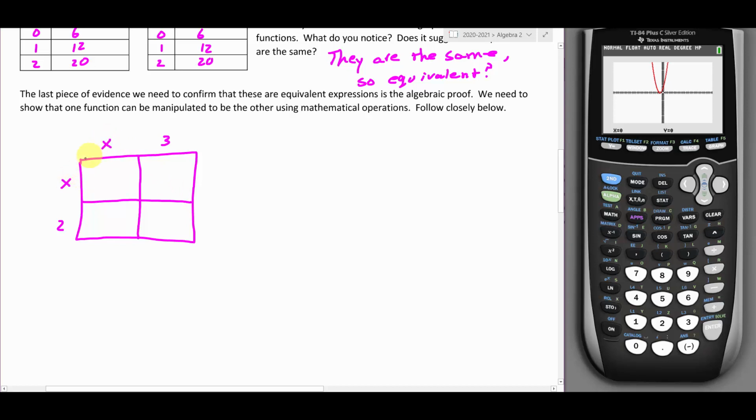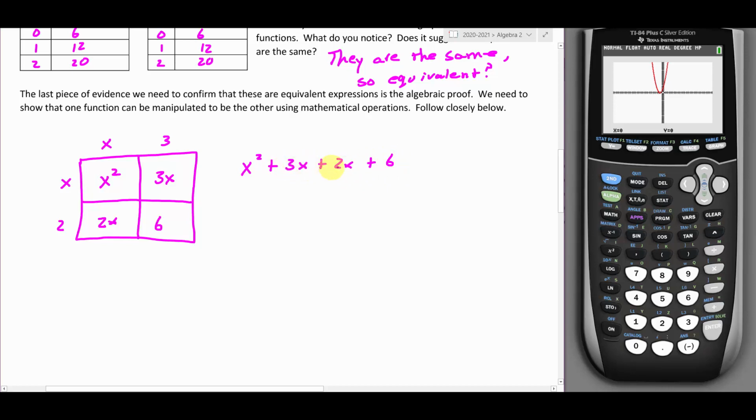So I'm going to multiply here, right? So x times x gives me x squared, and then 3 times x gives me 3x, and 2 times x gives me 2x, and then 2 times 3 gives me 6. Right? And then to finish this off, I'm going to take these four boxes that I see here, and I'm going to add them together. So I've got x squared plus 3x plus 2x plus 6. And then I can combine like terms.